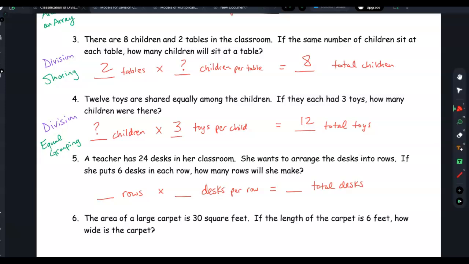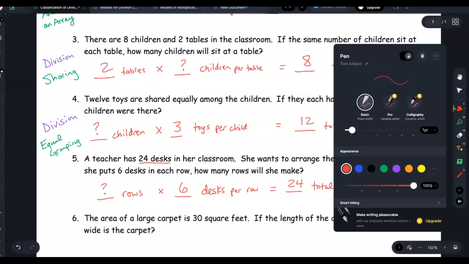So then, do I know the number of rows? Do I know the number of desks per row? Do I know the total number of desks? Well, I was given that this teacher has 24 desks. That's the total. And then I was also told that she put six desks in each row. So that would be the second number here. And so is she asking for the number of rows? Yes, it's asking how many rows will she make.